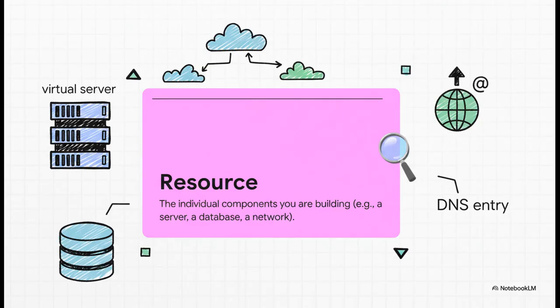Okay, so once Terraform knows which toolbox it's using, you can start declaring resources. And these are the actual things you're building. They're basically the nouns of your infrastructure, a server, a database, a network. You just write down what you want, and the provider knows exactly how to build it.